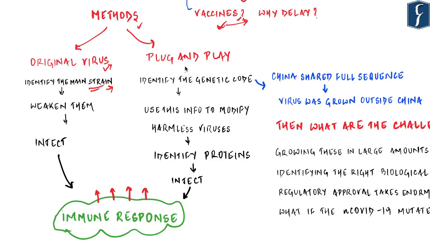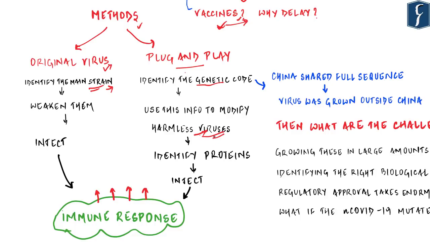The new technique is known as the plug and play model, where currently available technologies allow us to identify the genetic code of a virus. Then, researchers study that genetic code and try to find out which proteins secreted by that virus actually cause the disease. Those sequences in the genetic code are knocked off, and the remaining portion is taken and attached to a harmless virus which does not cause any disease.